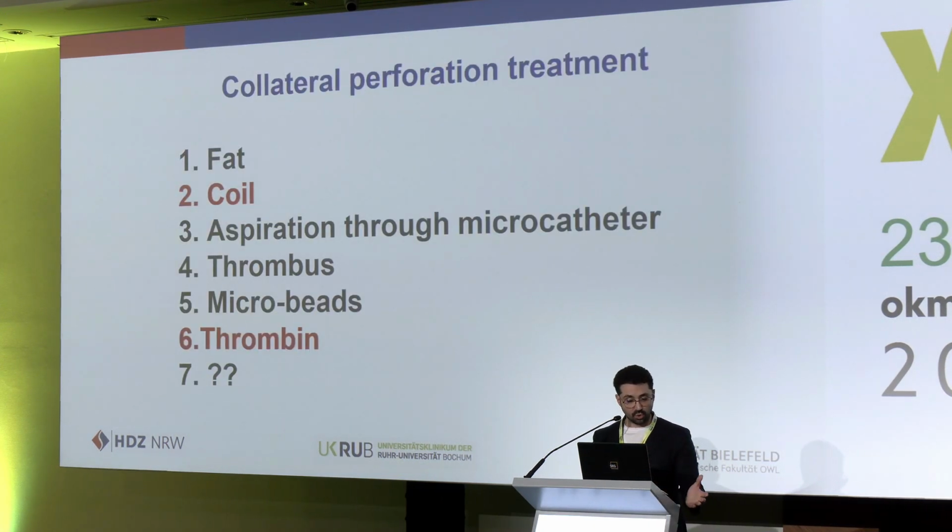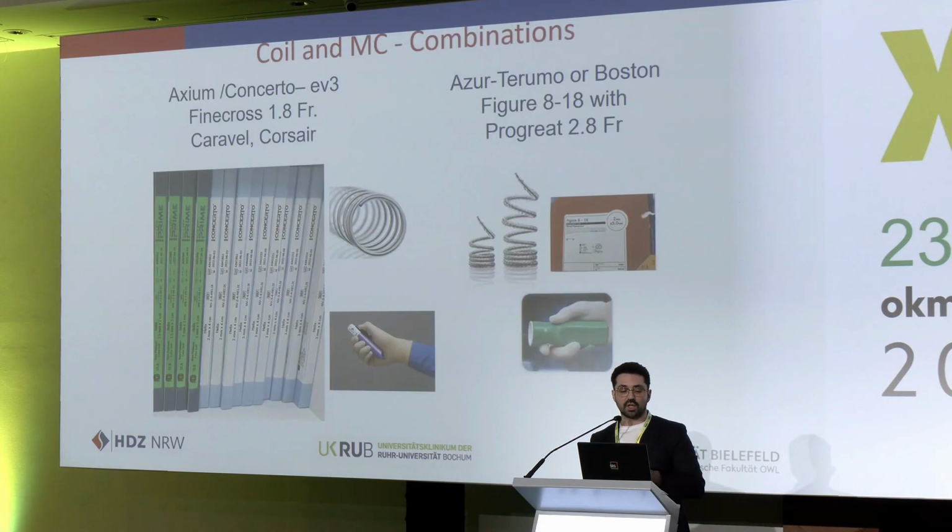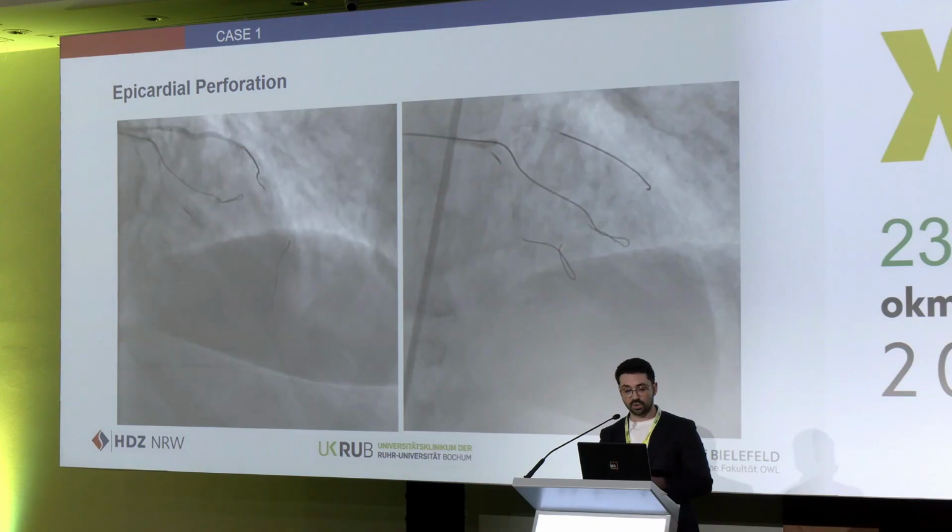So we use coils. You have other options, so I prefer always to go for coils because it's the safest option. I use Concerto coils because you can use it for every microcatheter, so you don't need special microcatheter. You take the same microcatheter you work with, you put the coils into that microcatheter, and it will go.